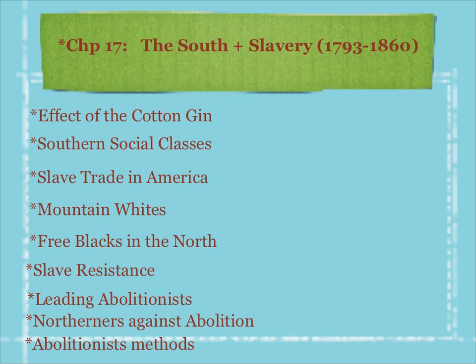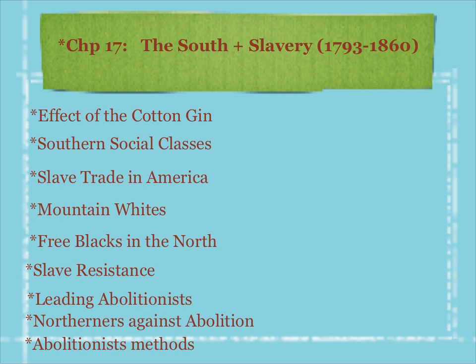Okay, next, free blacks in the North. You should know there are about 250,000 free blacks in the North and in the South. And in the South, the free blacks were just above the slaves in the social class standing. There was always fear of the Southern free black that they could be put back into slavery. But in the North, though, free blacks did face many struggles as well.